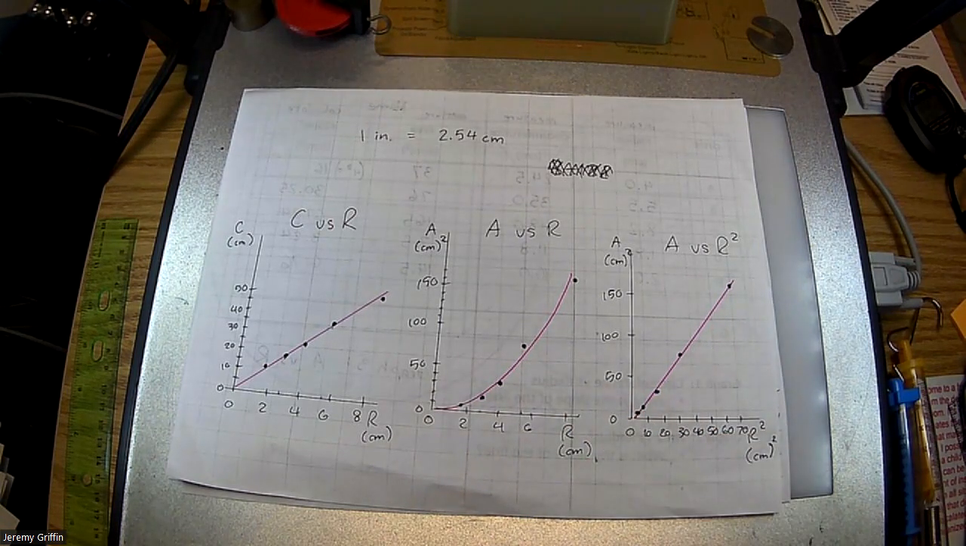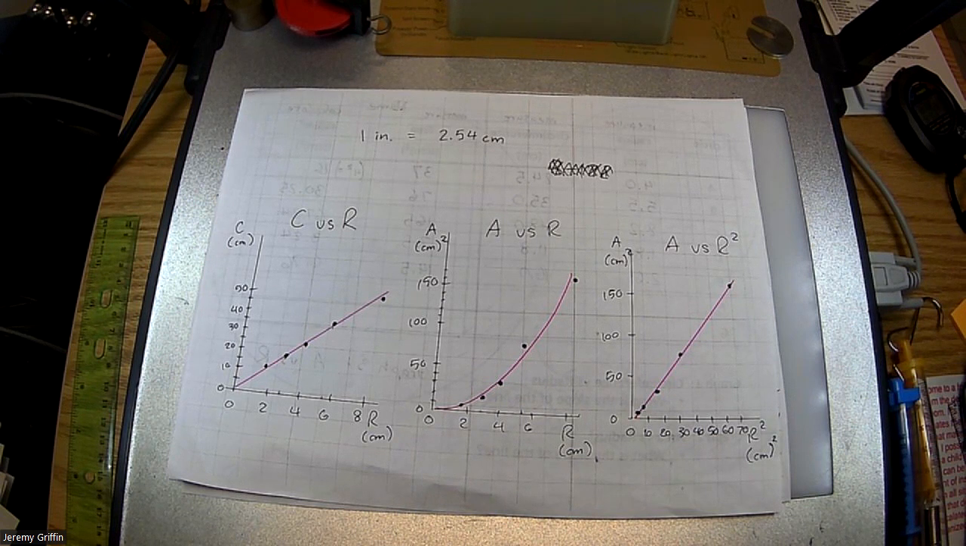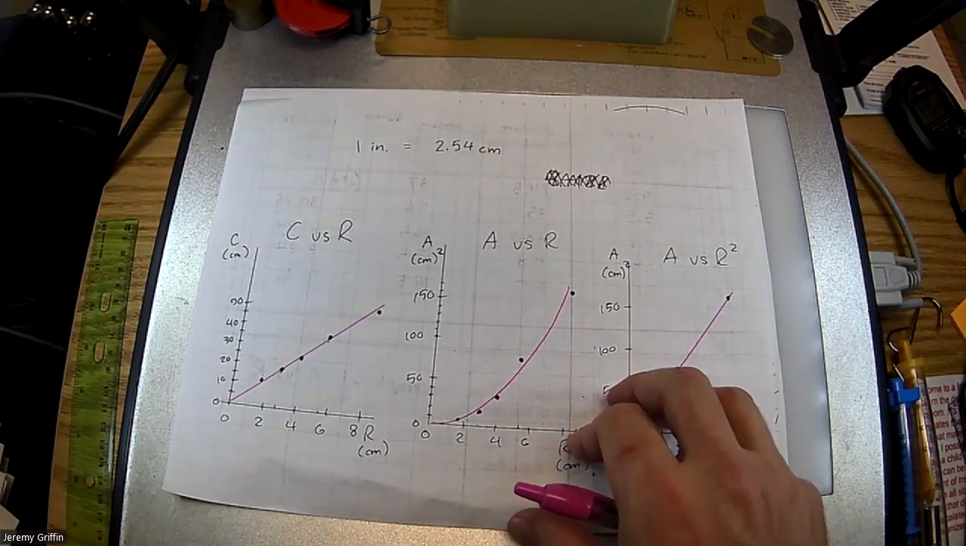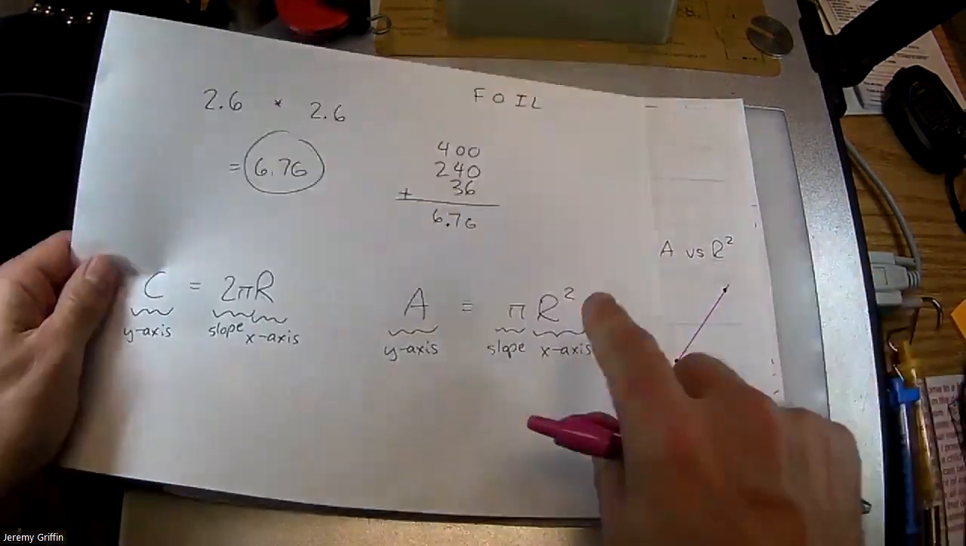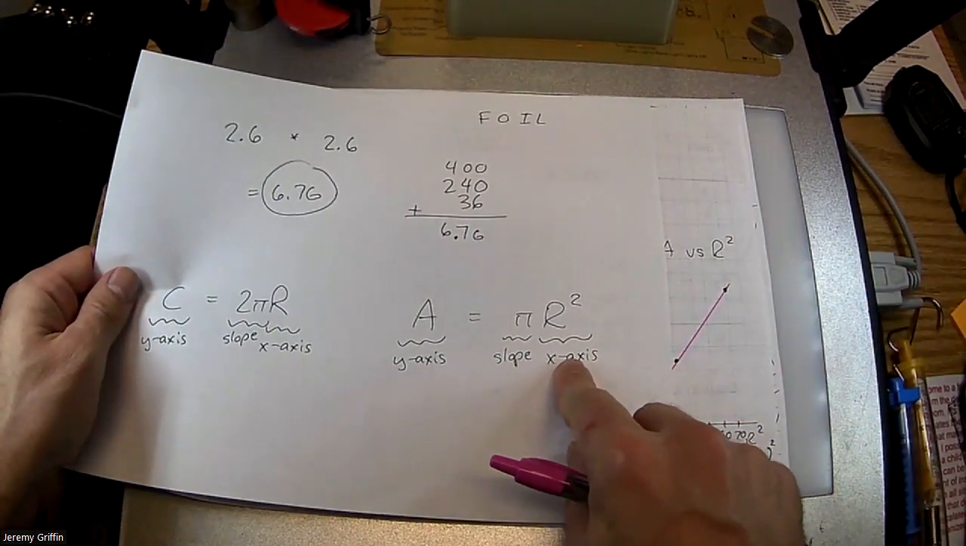Oh, yeah, go ahead. If I'm writing that out as an equation like a equals pi r squared, for that specific one, it can be y equals pi x because r squared is one unit instead of r being squared. Yeah, you could think of it that way, right? So r squared would be like the x-axis value.